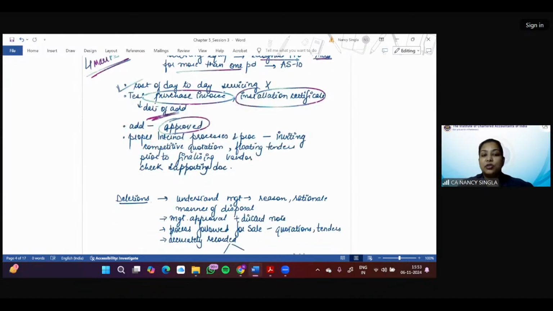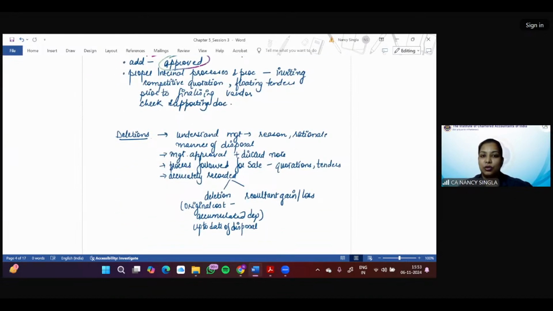Same way with respect to deletion. See if any crane has been sold. So let's say a company has fixed assets in the form of cranes, right? So he'll understand from the management what the reason, the rationale behind the disposal is, and the manner in which it has been disposed of, right?